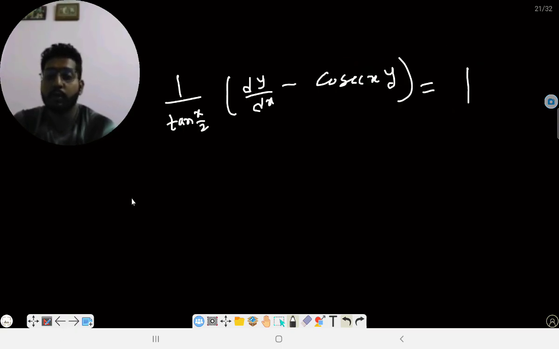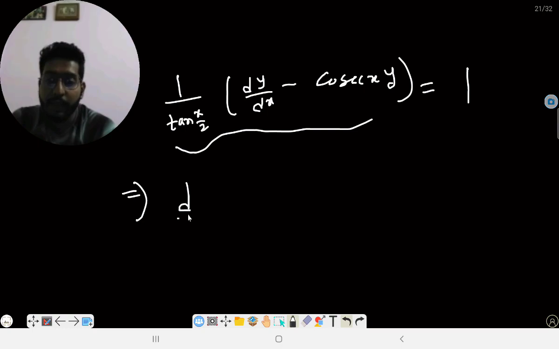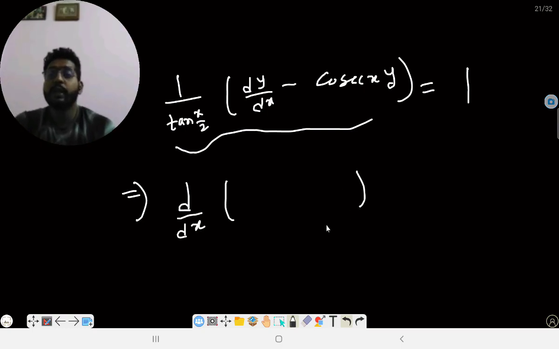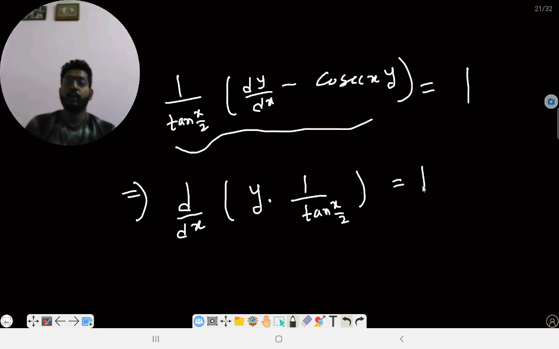Done. Now how to write the left hand side? For writing the left hand side, we write d/dx of y times the integrating factor, since it is a linear equation in y. Now what is the integrating factor? 1 by tan x by 2. This is the way to write the left hand side: d/dx of the integrating factor times y.